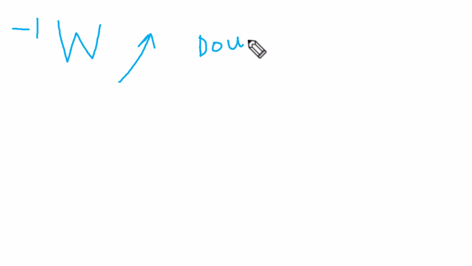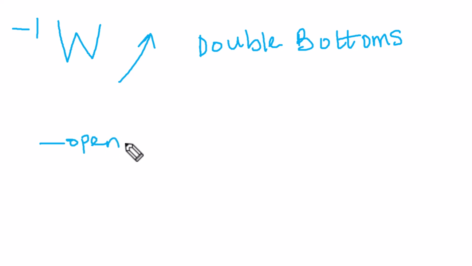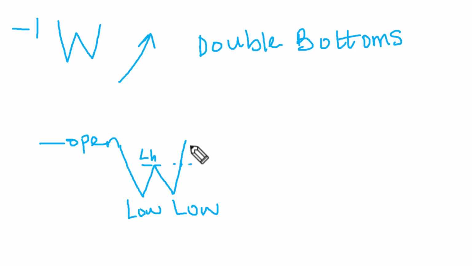Double bottom. Now what happens right here is, as the market opens at this level, the market went down to give us a low. The market went up as if it's going up, then it comes down to give us another low, and then goes up, breaking above this high. Remember, this is a low high. Then it goes up to break this level, giving us a break of structure.